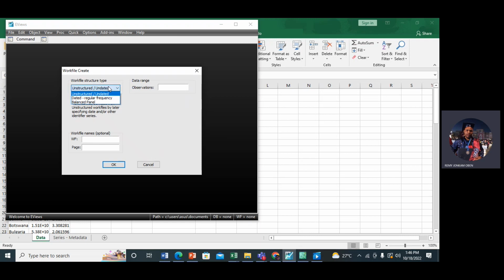If it is panel data, you choose balanced panel. Well, with panel data, we can either have balanced panel or unbalanced panel. So if it is a balanced panel, you choose balanced panel. If it is not a balanced panel, you choose unstructured, undated. I will not focus too much on panel data because we don't really do panel data in this course.